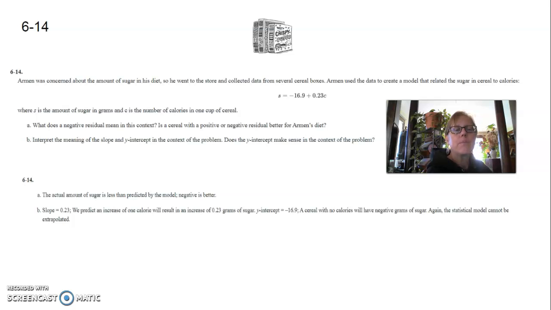For B, his slope was 0.23 or 23 hundredths. So the prediction is an increase of 1 calorie will result in an increase of 23 hundredths grams of sugar. And then the y-intercept is negative 16.9. So a cereal with no calories will have negative 16 and 9/10 grams of sugar. Okay, again, that makes no sense. So a lot of times the y-intercept doesn't make sense in these. So you just kind of keep that in mind.